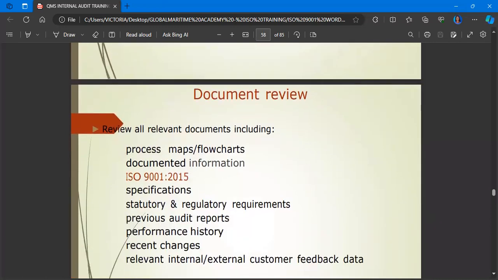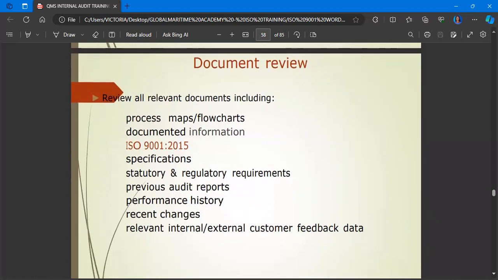Document review. Review all relevant documents, including process maps and flow charts. That is to give you information so that you know what that department is all about, and it will keep you abreast on how to ask the relevant questions, and to check what the statutory and regulatory requirements are relevant to that department or to that organization.